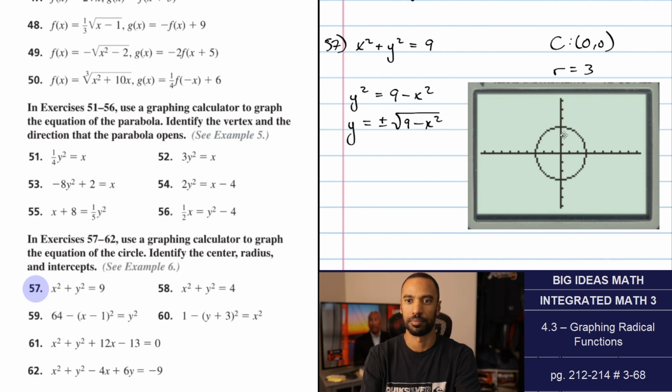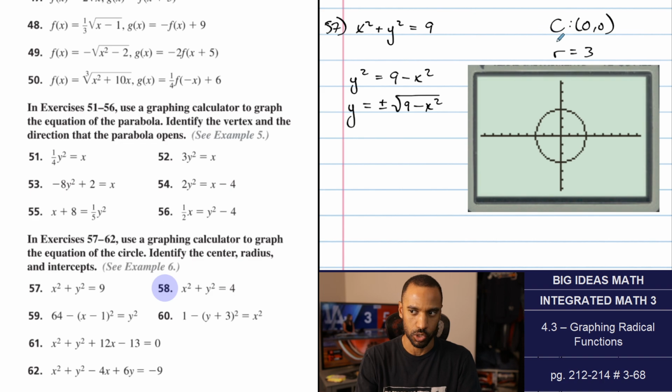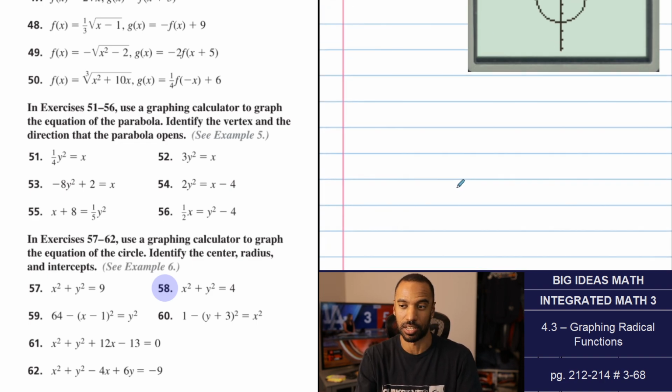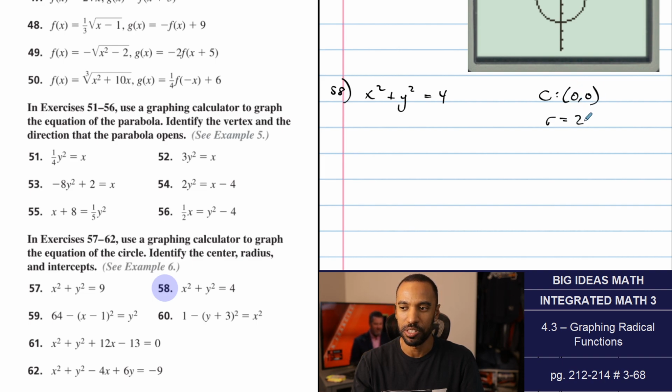So there you have it. It's number 57. Okay, number 58. X squared plus y squared equals 4. Once again, do you understand why this was 3 based off the 9? Because that's actually what it's related to. Have you done these before? I'm not sure. Your center here should be at the origin once again, but this radius this time will be 2. Okay, we will be subtracting x squared from both sides, and we will take the square root of both sides. Do not ignore the plus or minus.